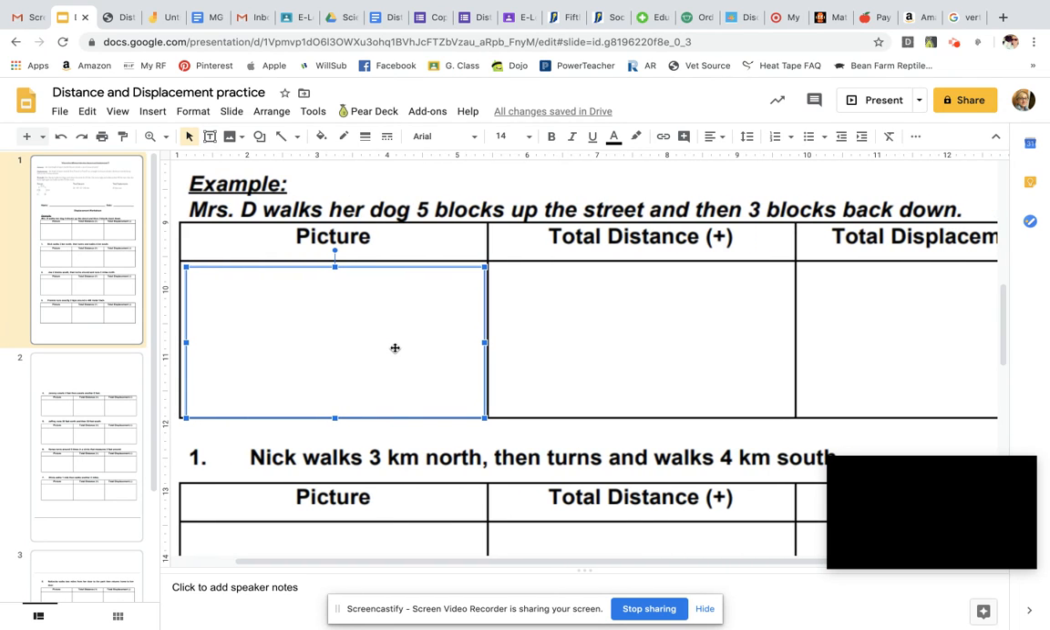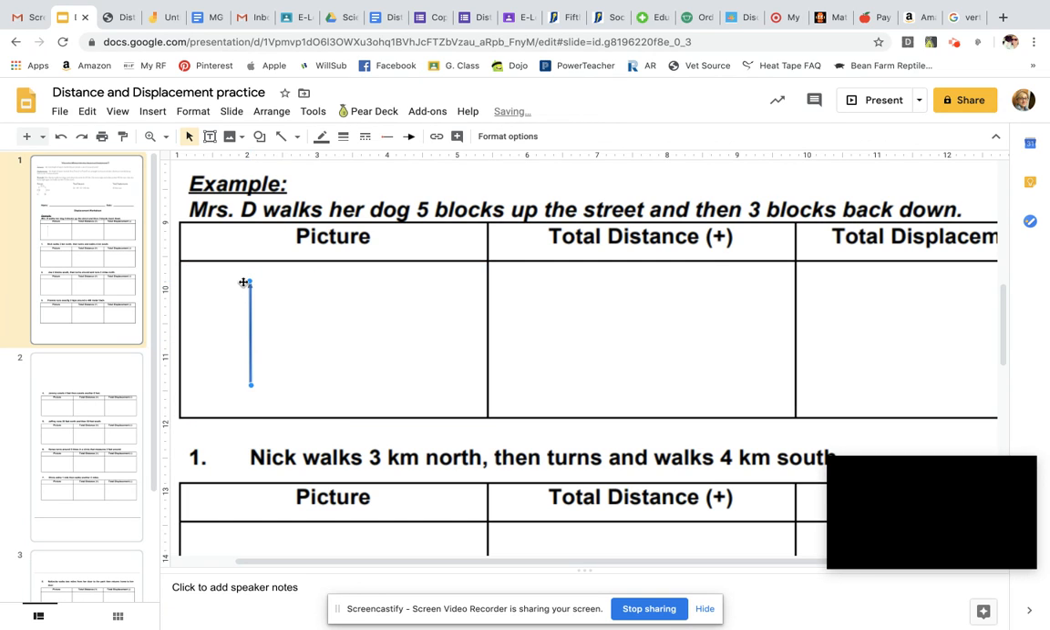So for this one, Mrs. D walks her dogs 5 blocks up the street and then 3 blocks back down. This one does not have directions on it, so you're just going to say either blocks up or blocks down. So to draw this picture, we go up to our tool, find your arrow. The problem says 5 blocks up, so we're going to start from the bottom and go straight up first.